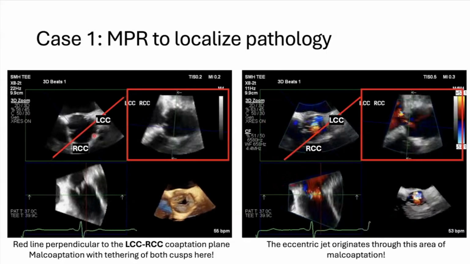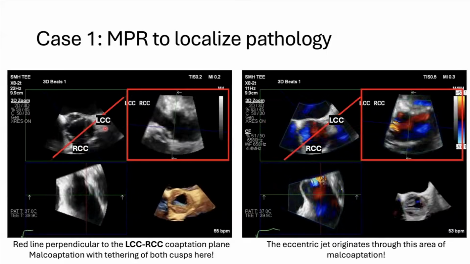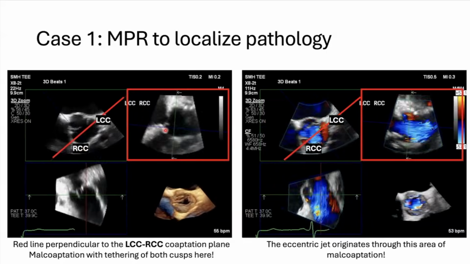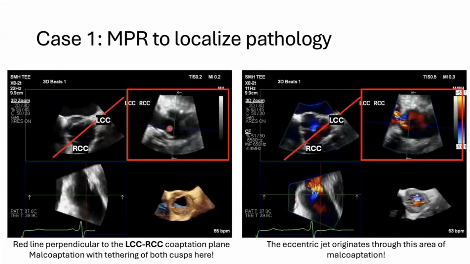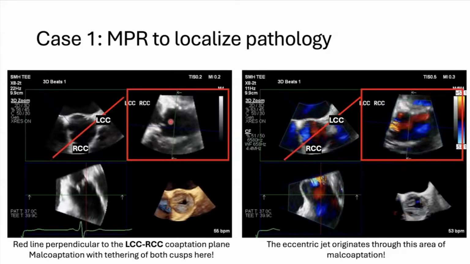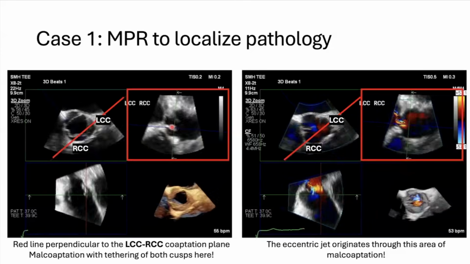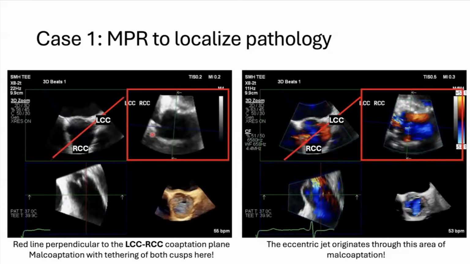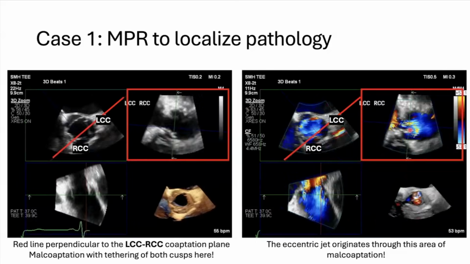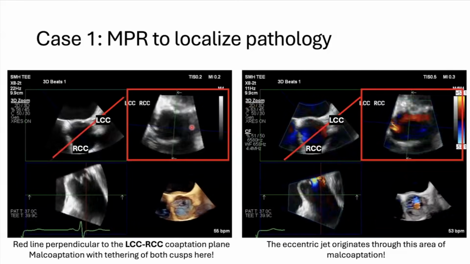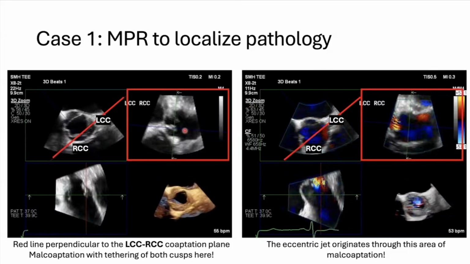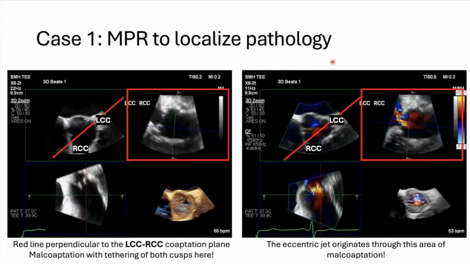So now what about if we move our red line to assess the coaptation between the right coronary cusp and the left coronary cusp? Well, here, this looks unusual. This right coronary cusp looks a little bit short. It's retracted up a little bit. The left coronary cusp also looks a little bit short, and it prolapses down. So there's a gap that you see between these two cusps, specifically at this commissure. And when we apply color here, we can see this eccentric jet of aortic regurgitation actually originates from this area of malcoaptation. This wouldn't be possible to see on 2D imaging, but on 3D, by lining up your planes exactly perpendicular to the coaptation point, that's one of the ways you can use 3D and MPR to assess the aortic valve.